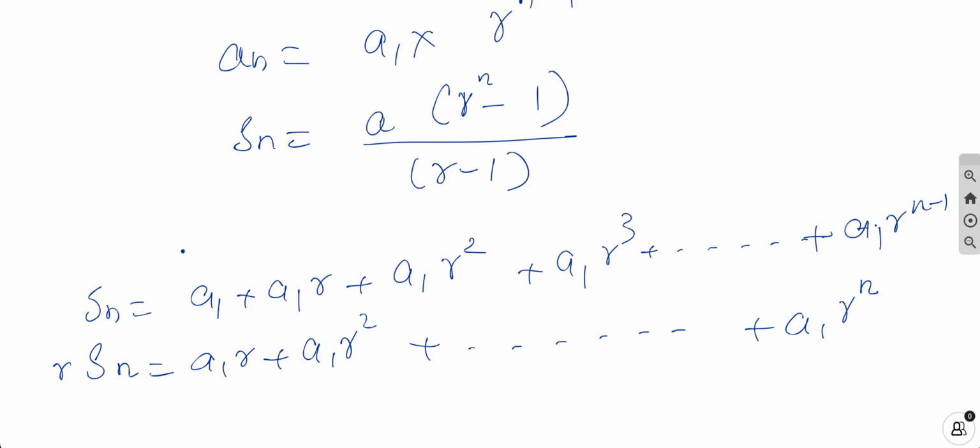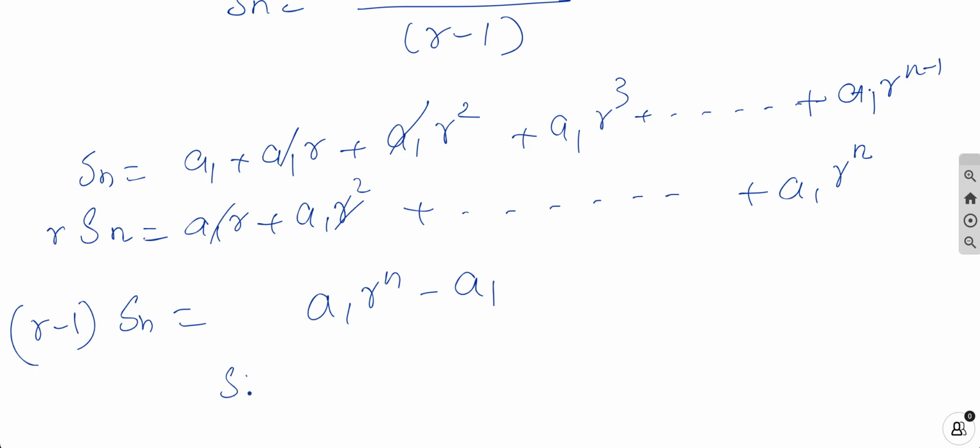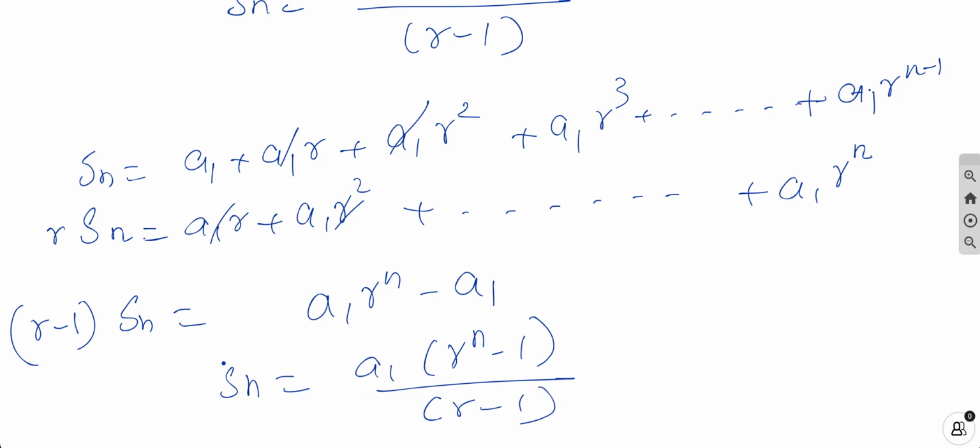Subtract the first equation from the second, and you realize some of the terms get cancelled and only the last term and the first term stay. So Sn is equal to a1 times r raised to n minus 1 upon r minus 1. You don't need to know the derivation, but for those who are curious where I got it from, I'm just giving you the way the derivation came into existence.